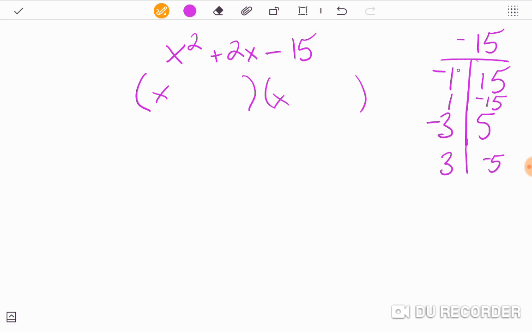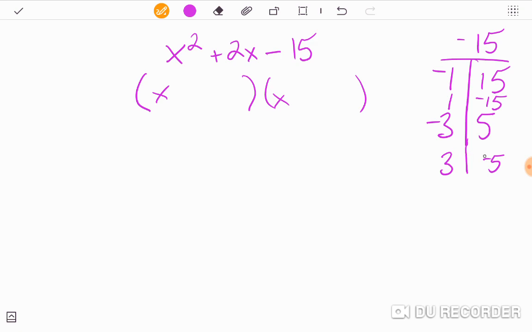Now what we have to do is figure out which of these pairs add together to give me a positive 2. Well, the negative 1 and 15, that's definitely out of it. The 1 and negative 15, that's definitely out of it, right? Now, that leaves us with the negative 3 and the 5. If you subtract 3 from 5, that's going to give you a 2.